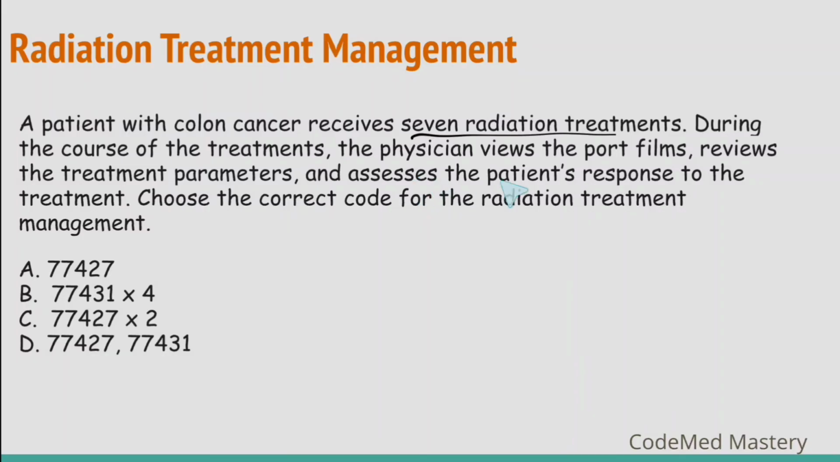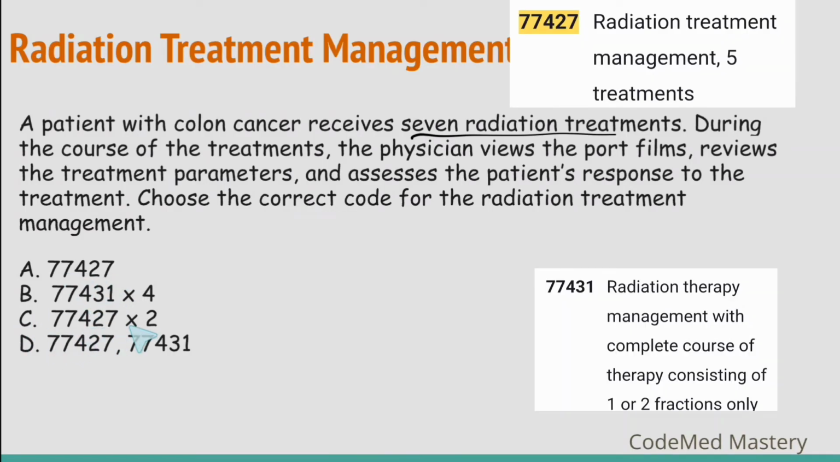During the course of treatment, the physician views the port films, reviews the treatment parameters and assesses the patient's response to the treatment. Choose the correct code for the radiation treatment management. In the options, they have given 77427, 77431, 77427 multiplied twice, and in option D they have given 77427 and 77431. So in the question, they are asking to choose the correct code for the radiation treatment management.